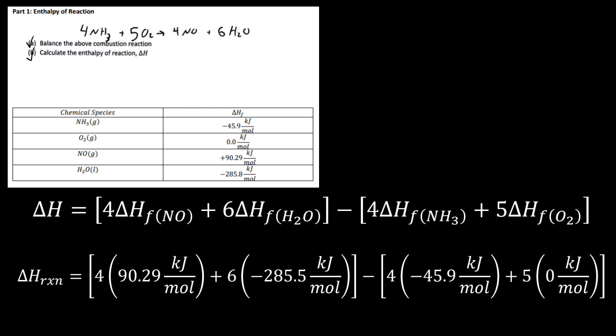Replacing all these enthalpy of formation symbols with their values from our chart, we're going to get the total quantity of 4 times 90.29 kilojoules per mole plus 6 times negative 285.5 kilojoules per mole. Whatever all that equals, we'll subtract it by the total sum of 4 times negative 45.9 kilojoules per mole plus 5 times 0 kilojoules per mole.